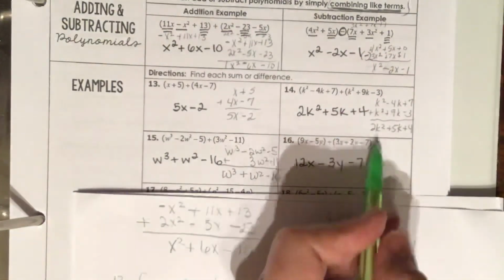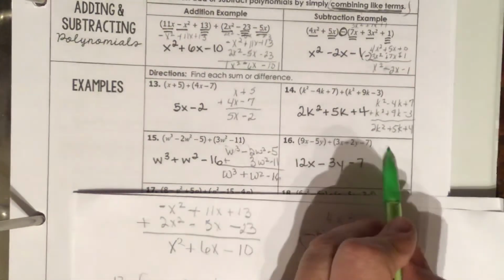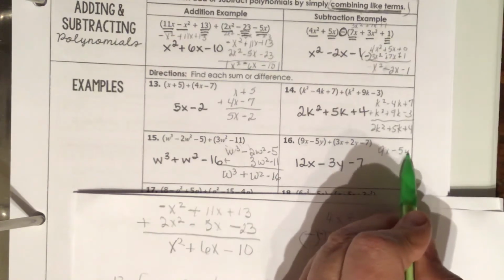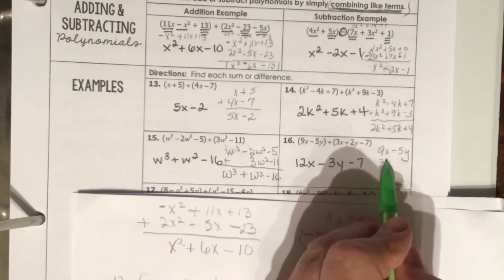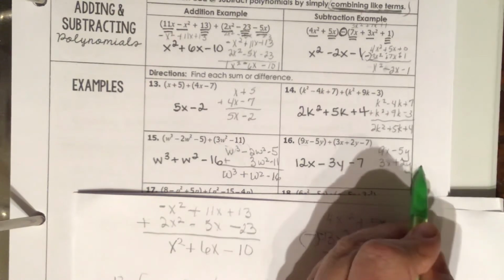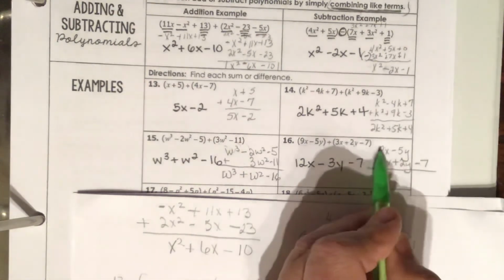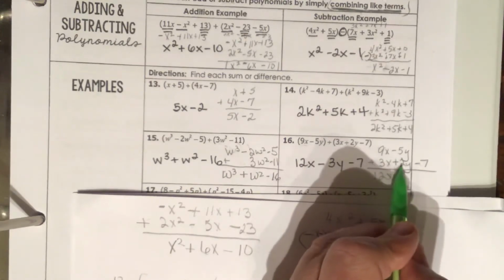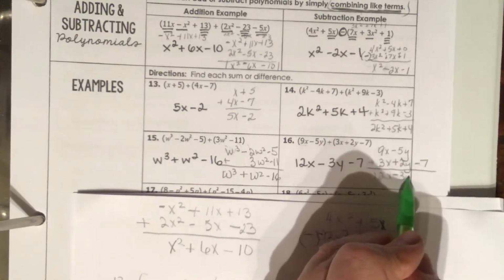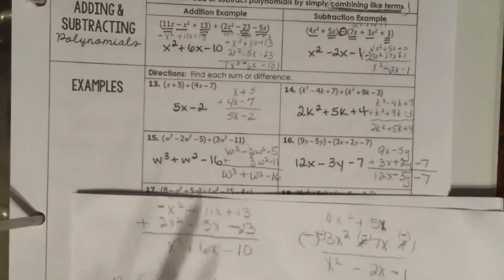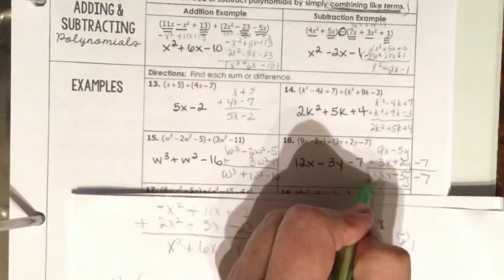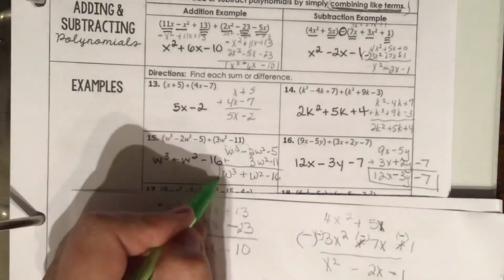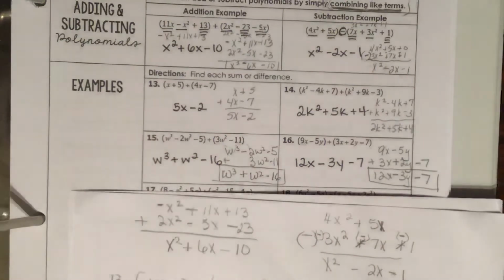Okay, let's look at this one. 9x minus 5y. Then you have 3x plus 2y minus 7. Well, you're adding, so this is going to be 12x plus 2 minus 5 is negative 3y minus 7. And that's how you leave that. This is your final answer, and that's what you're going to box. So make sure you box your answer, your final answer, so that I can look at that.